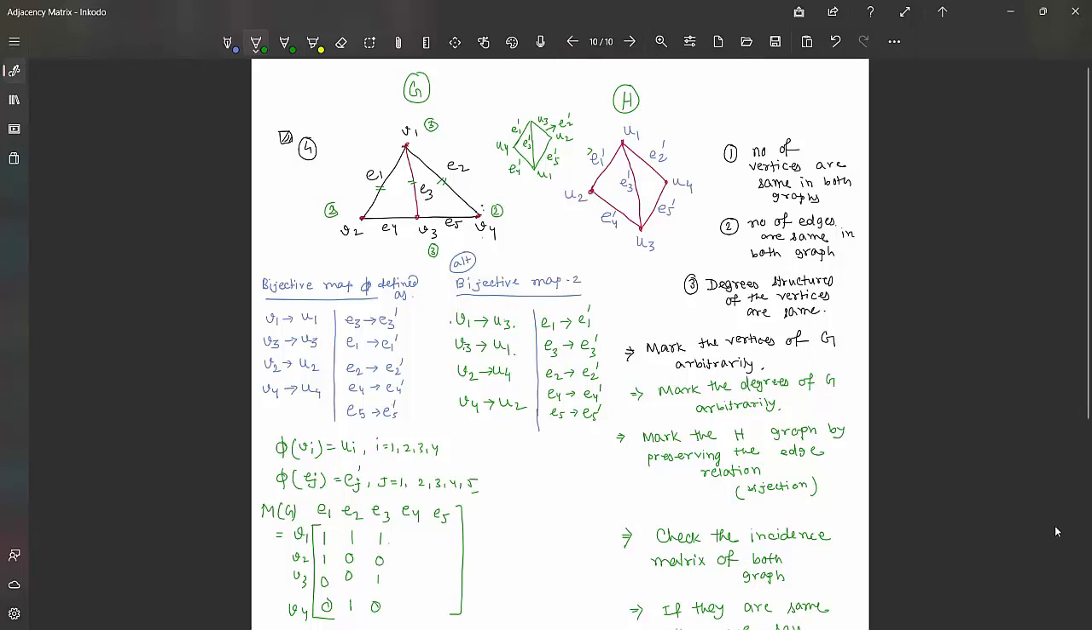E4 is connected with V2 and V3. So put 1 in V2 and V3, and the others 0. And E5 is connected with V3 and V4. So put here 1 and 1 and the other values 0. So this is the incidence matrix for G. So this is the incidence matrix.